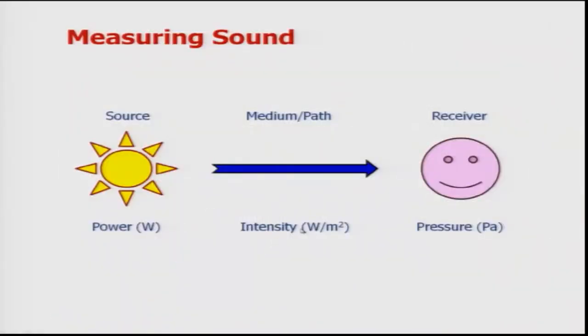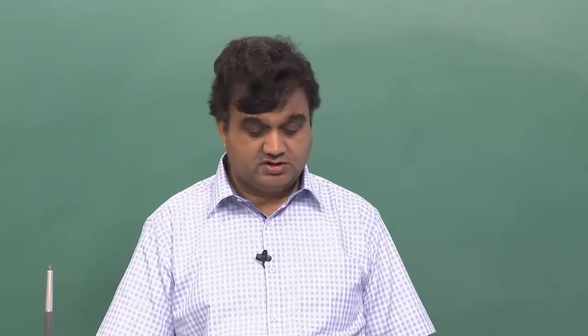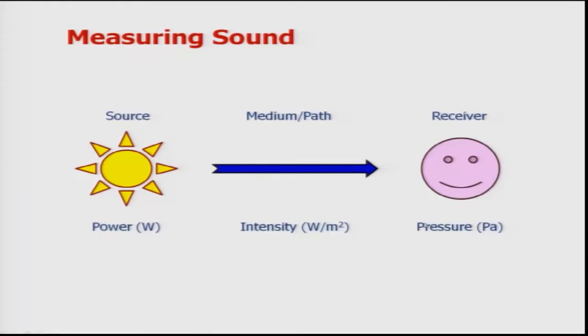We may be interested in measuring intensity, and the third parameter we may be interested in is the pressure fluctuation, which we talked about earlier when sound gets generated, when it is received by the speaker, because that is what our ears are sensitive to. So, we may be interested in finding the sound power level. That is the first important parameter. We may be interested in finding out sound intensity level. That is the second parameter. And the third parameter, which is often used, is sound pressure level. Sound power level, sound intensity level, sound pressure level.